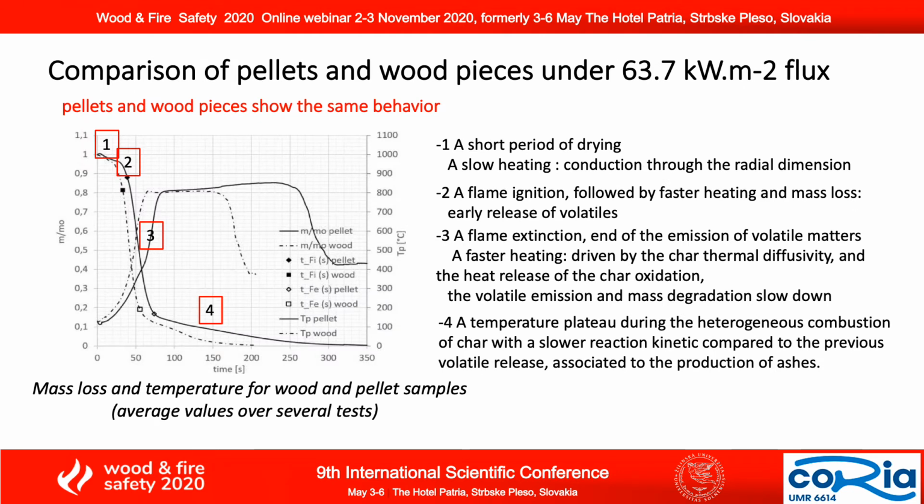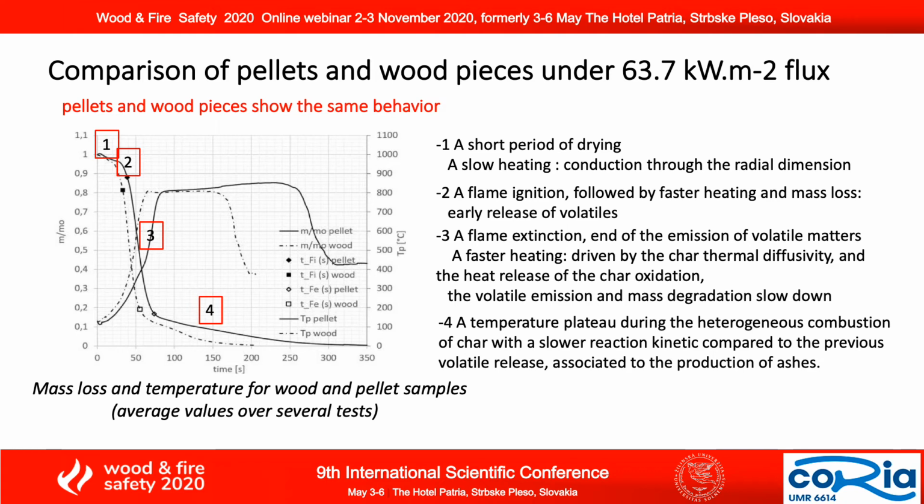The graph shows the mass loss and temperature for both wood and pellet samples. Each curve corresponds to an average over several tests. Obviously, we have the same behavior as a function of time for the pellet and oak wood, and it corresponds first to a short period of drying with a slow heating corresponding to conduction through the radial direction. At time 2, we have flame ignition due to the release of volatiles due to pyrolysis.